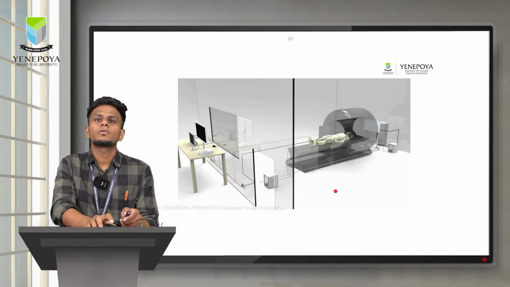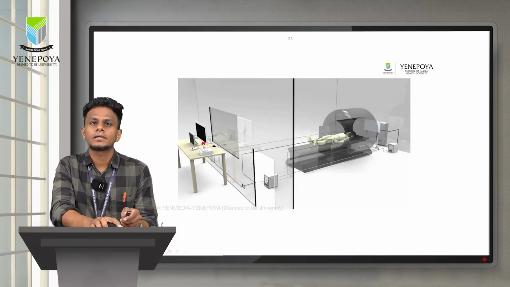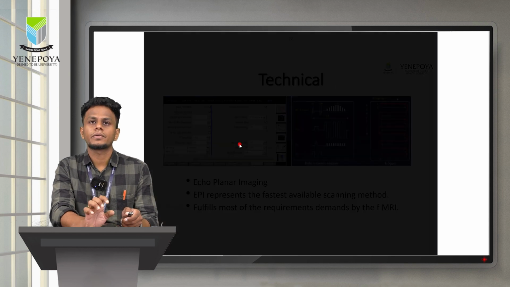When the fMRI is started, this monitor is going to record the fMRI image data acquired from the magnetic resonance imaging. Then the response that the patient gives, through the joystick controller or the monitor, is recorded in the response pad. This response pad and the MR data are synchronized, and finally you will get the output.